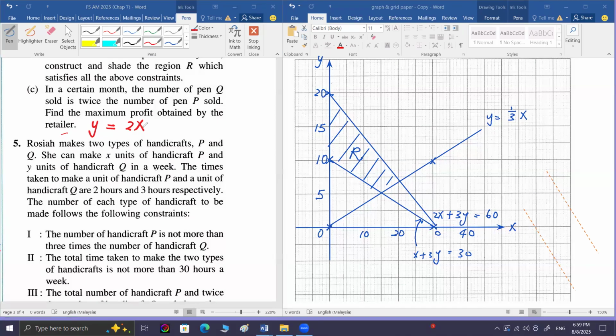So now you're given this line, y equal to 2x. For example, x is 0, y is 0. I make it x is 10, 2 times 10, 20. So take note now, class. This one is a bit different from the previous one. You are given y equal to 2x. I repeat, the number of pen Q sold is twice the number of pen P. Find the maximum profit obtained by the retailer.